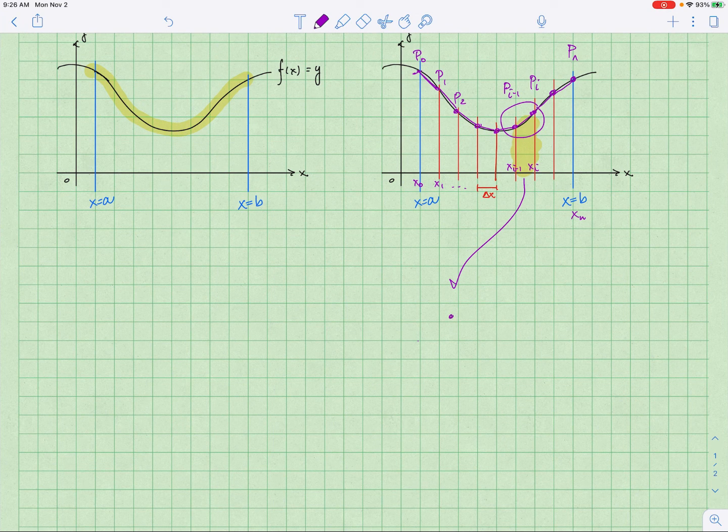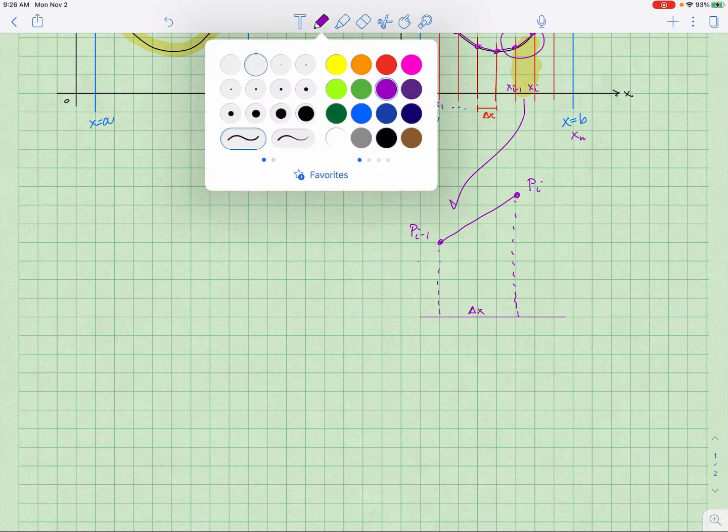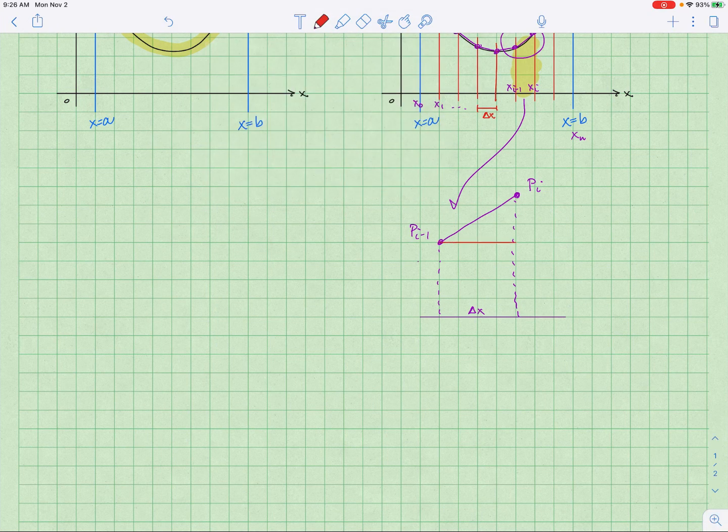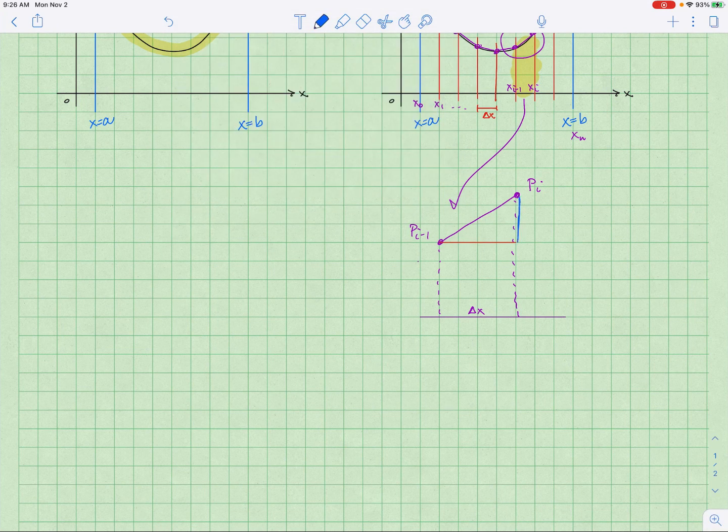So let's see here. If I draw this a little bit bigger here, let's say that this is P sub i, and this is P sub i minus 1. Well, that corresponds on the x-axis to the following subinterval, right? We know that this is length delta x horizontally. Let me draw that in here. And vertically speaking, this distance here we can call the change in y, exactly between those two points.